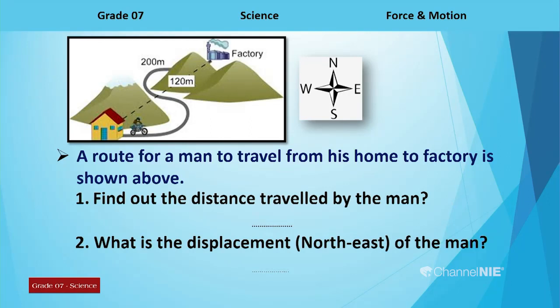We will see the answers for the questions. A route for a man to travel from his home to factory is shown above. I explained to you. Find out the distance travelled by the man. What is the answer? Yes, you can check whether your answers are correct. The distance travelled by the man means the length of the road, that is 200 meters. In the second question, you are asked to find out the displacement of the man. What is the displacement of the man? The answer is 120 meters. The direction is given.